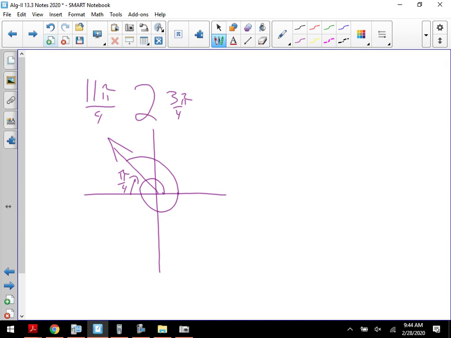Whatever the theta value is, whatever it is in radians. So if they give it to you in degrees, then you do the degree over 180 times pi. In this case, if it gave you 11 pi over 4, that's theta because it's in radians. Right?